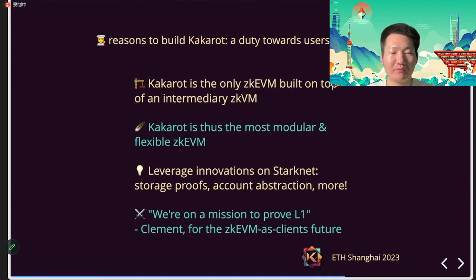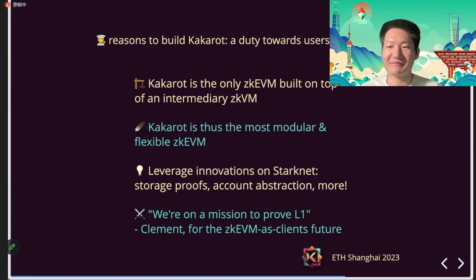We're working closely with Herodotus and Pragma to bring the best Oracle and best data feed that's been seen on EVM. And we're also thinking of adding new features to the EVM without breaking compatibility. That's going to be thanks to the whole Cairo ecosystem, so we're super bullish on it. And we're on a mission to prove L1. That's what Clément, our CTO, said.